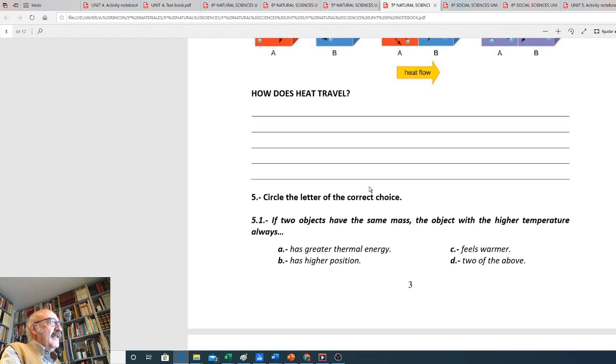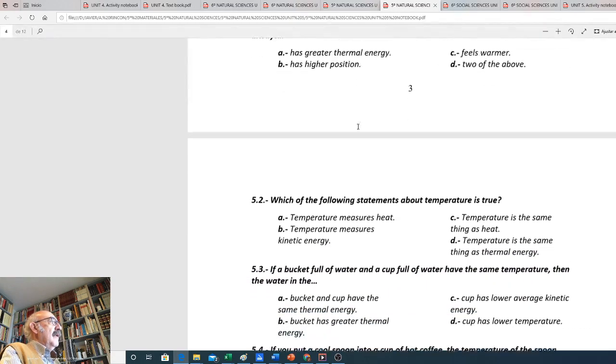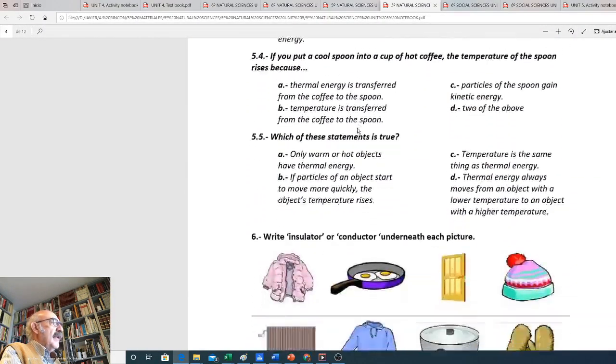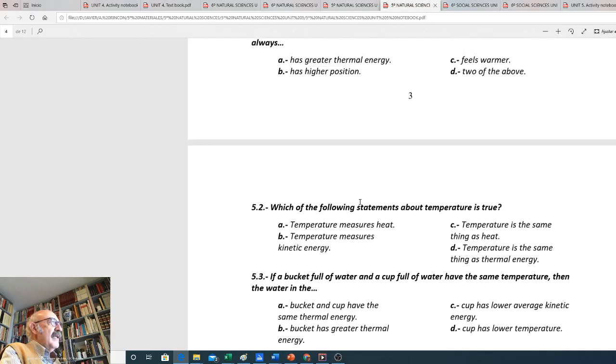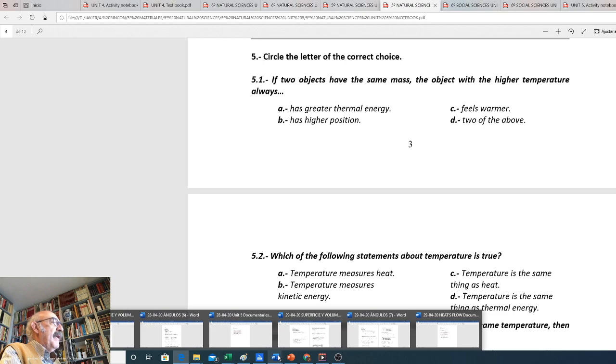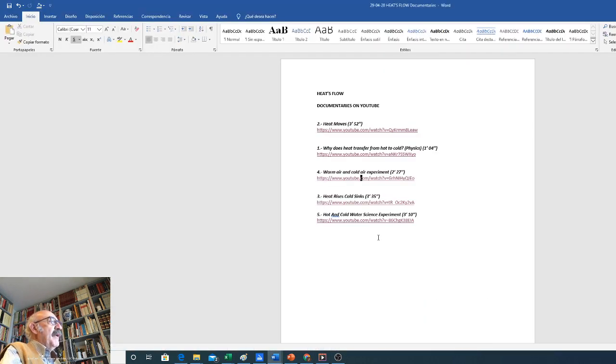Okay, and you have to try and do the exercise number 5. Remember, there is only one right answer out of these 4 choices. Okay, not number 6, just number 5. And we're going to finish this class with another experiment. This is another very interesting experiment, and I'd like you to watch it very attentively.